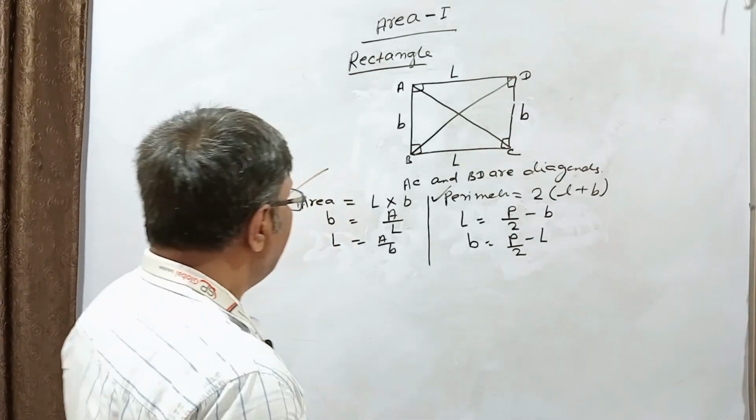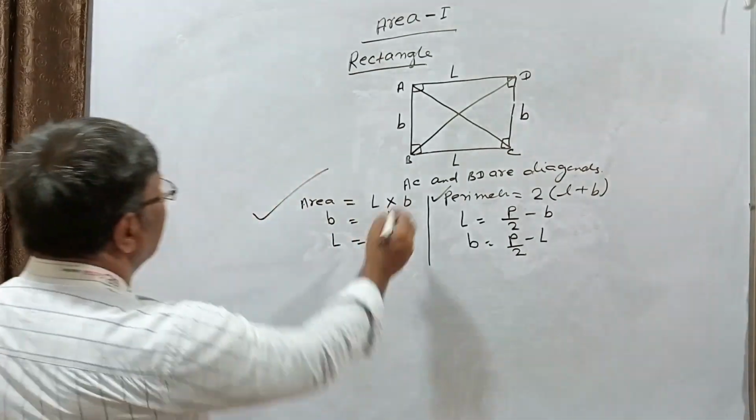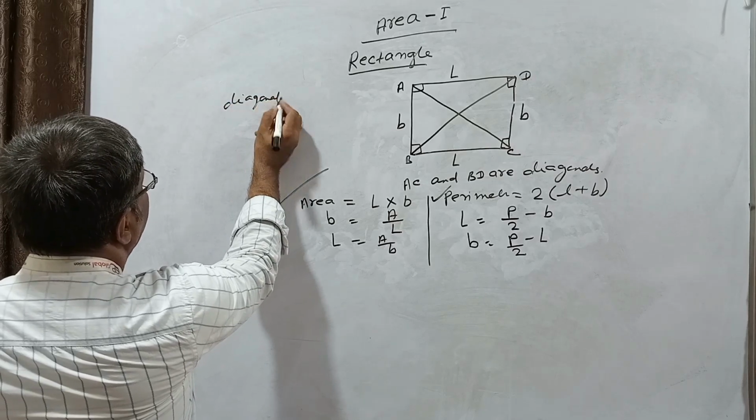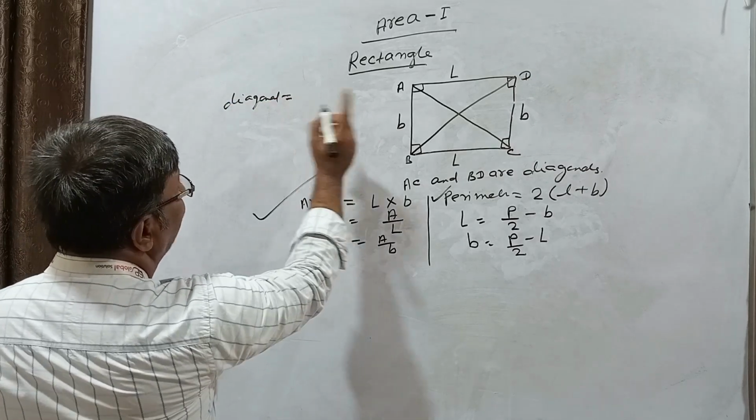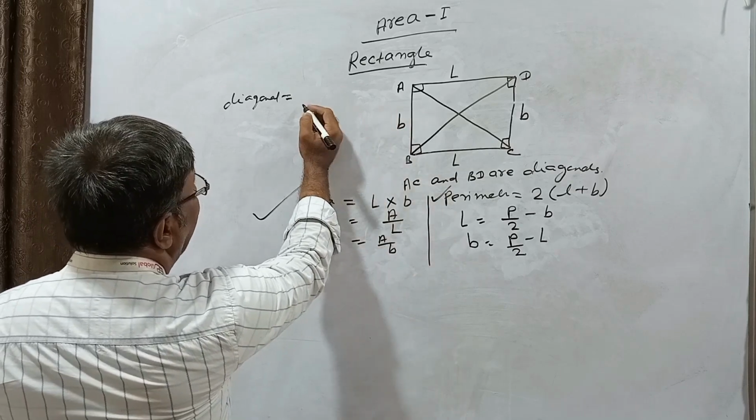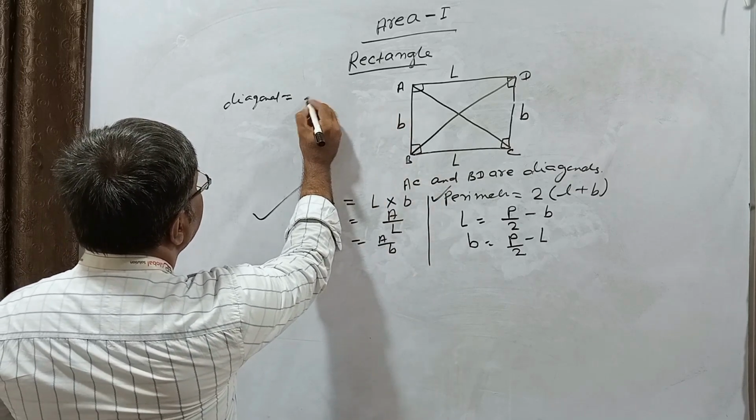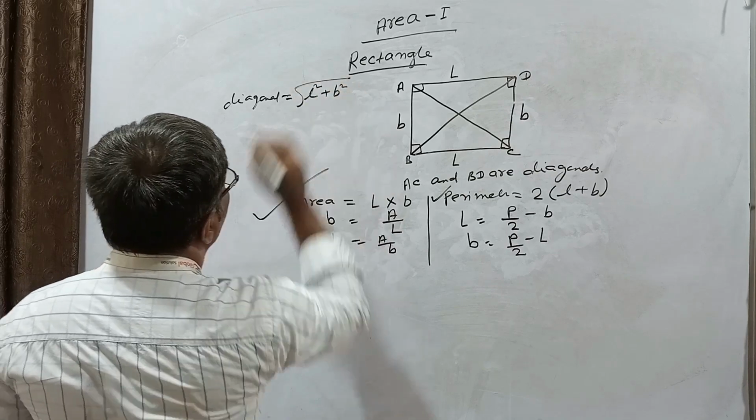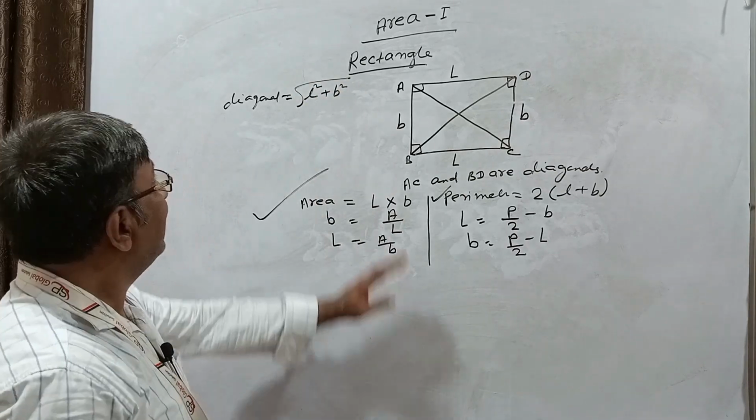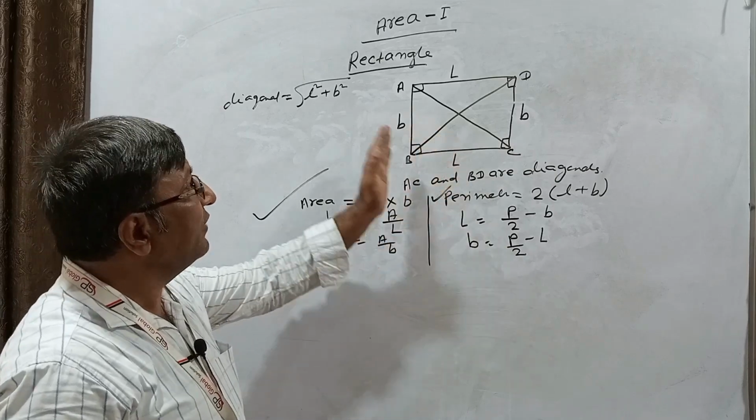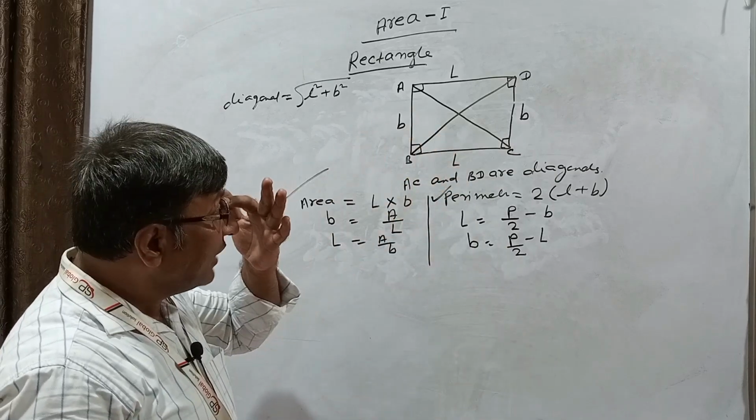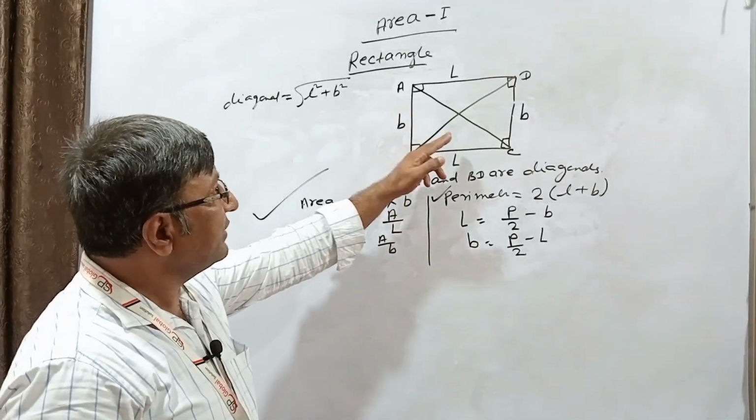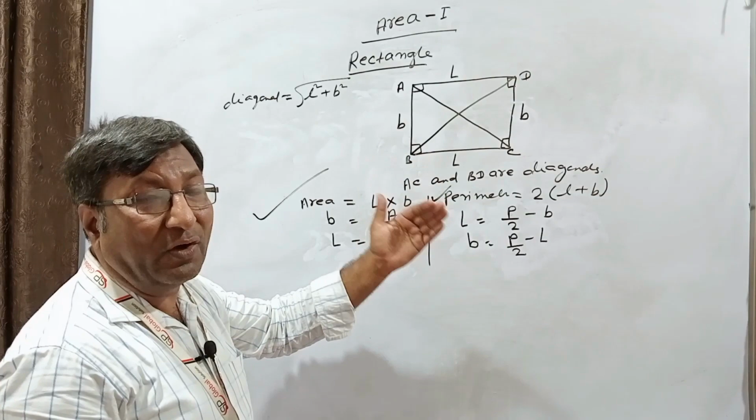Okay. Now next one is what? So this is diagonal. Diagonal of a rectangle. So diagonal of rectangle is the square root under length square plus breadth square. So if we need the diagonal of the rectangle, that is AC or BD, both are the same. Diagonals of a rectangle are always equal. So AC equals BD, that is the length of the diagonal.